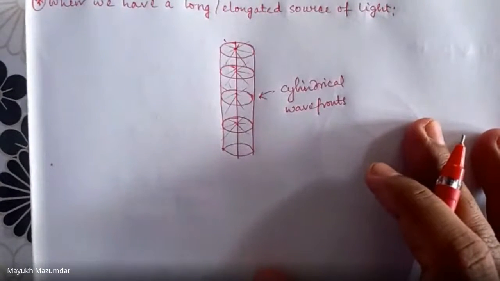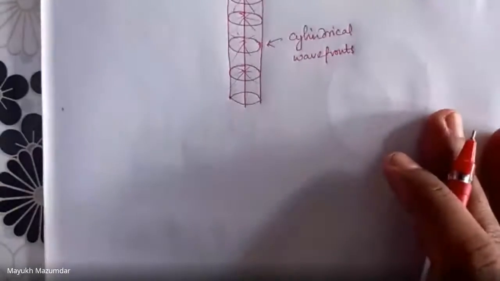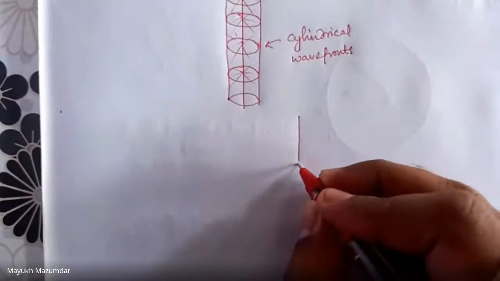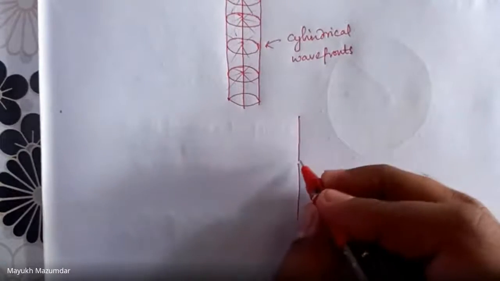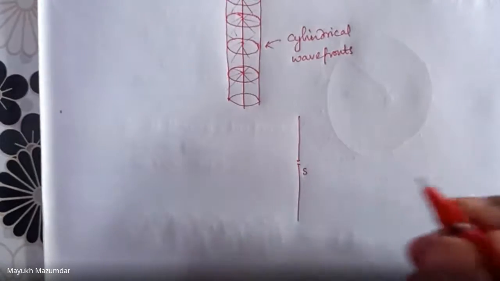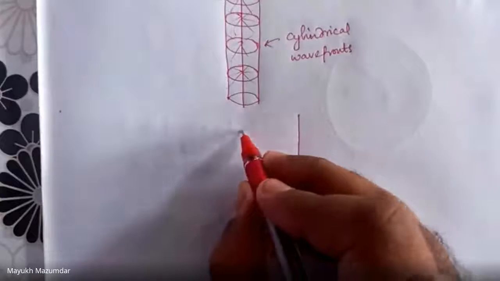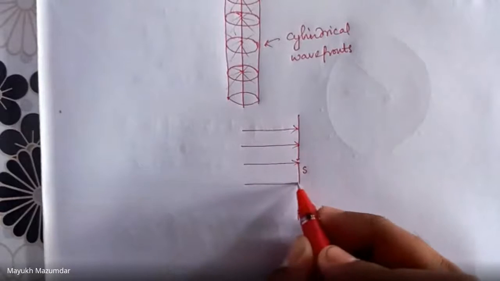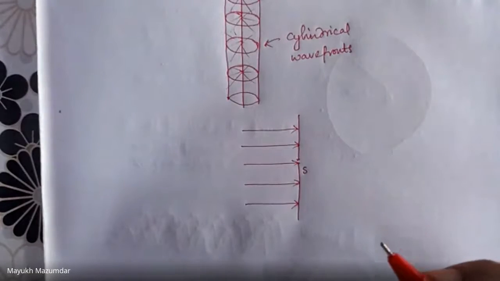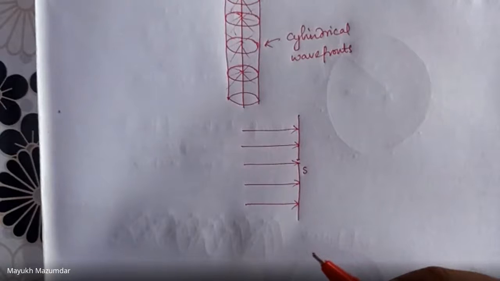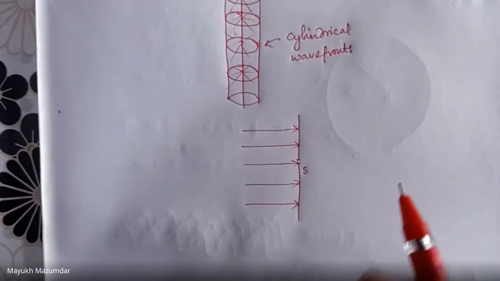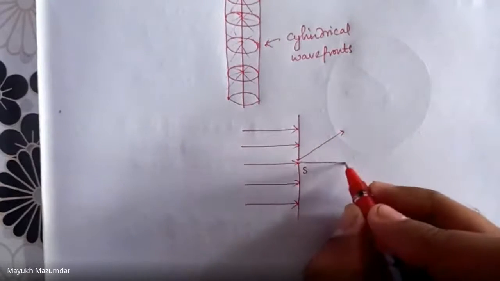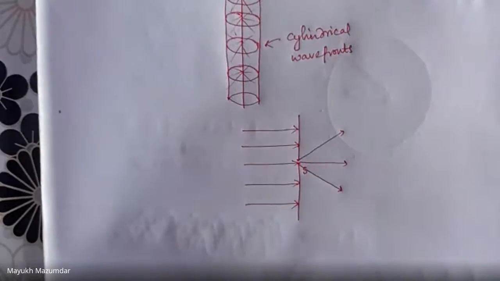So let me draw a more detailed picture. We'll study this very soon: Young's experiment. There is a very small slit, a small opening, and I'm sending parallel rays from here. What will happen after that? We all know that this S behaves as a point source.